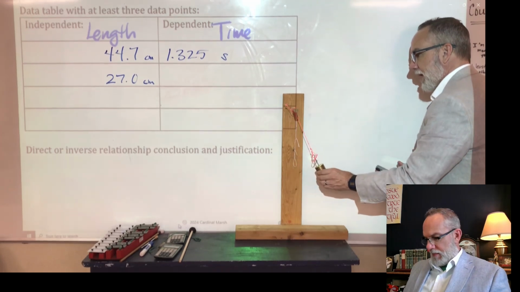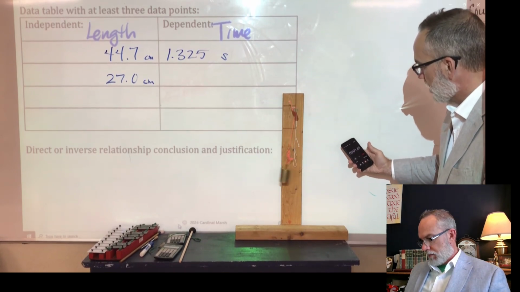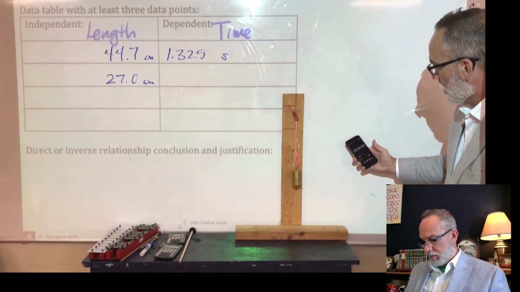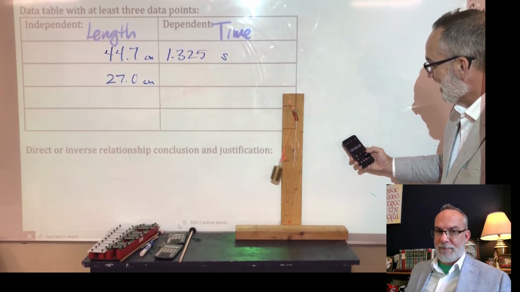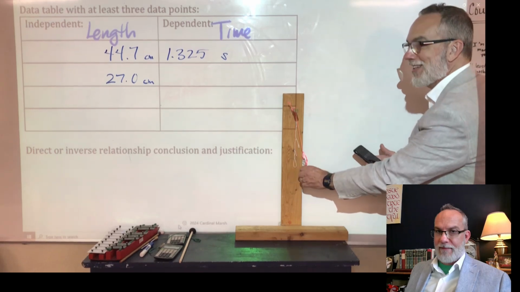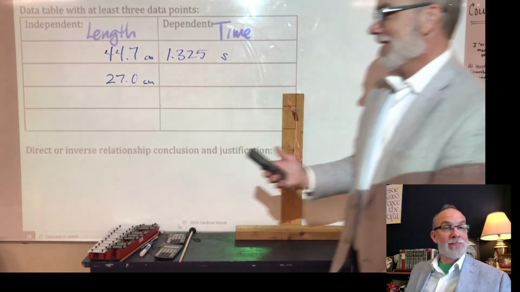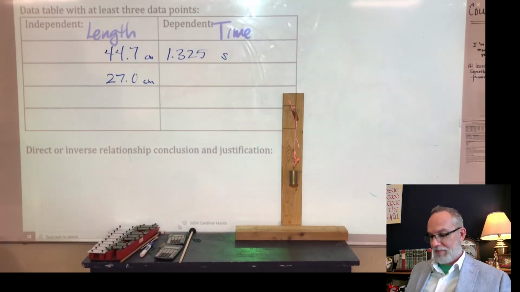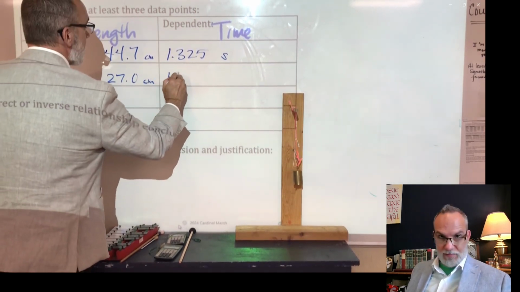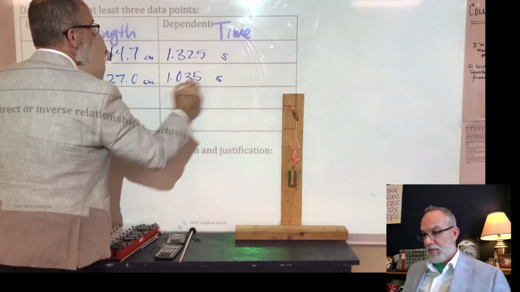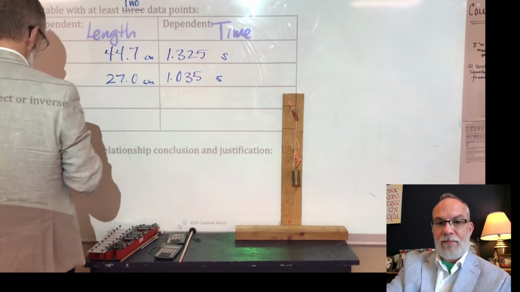Reset. Pull it back. Let it go. 4, 5, 6, 7, 8, 9, 10. Oh, just in time before it wobbled and hit. My luck is so good. I need to buy a lottery ticket. 10.35 divided by 10 gives me 1.035 seconds. I know it says 3, but for the interest of time, we can do it with 2.